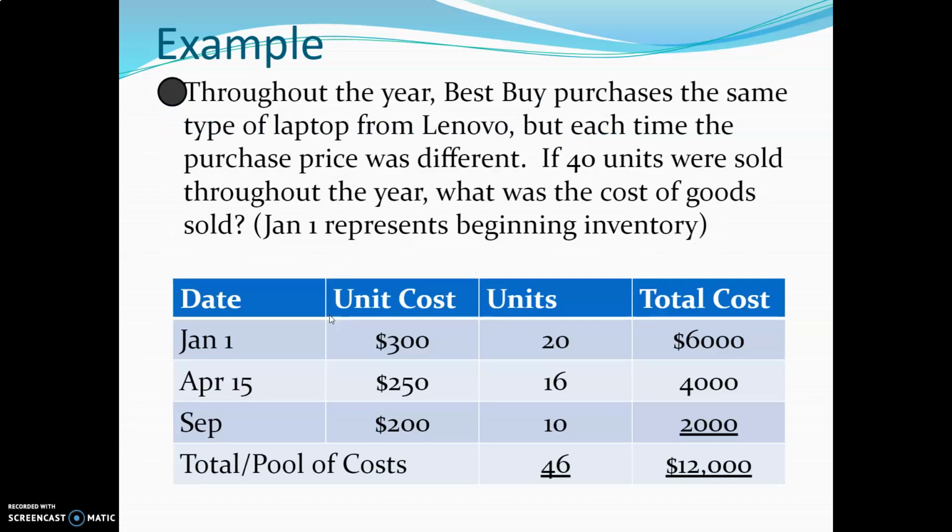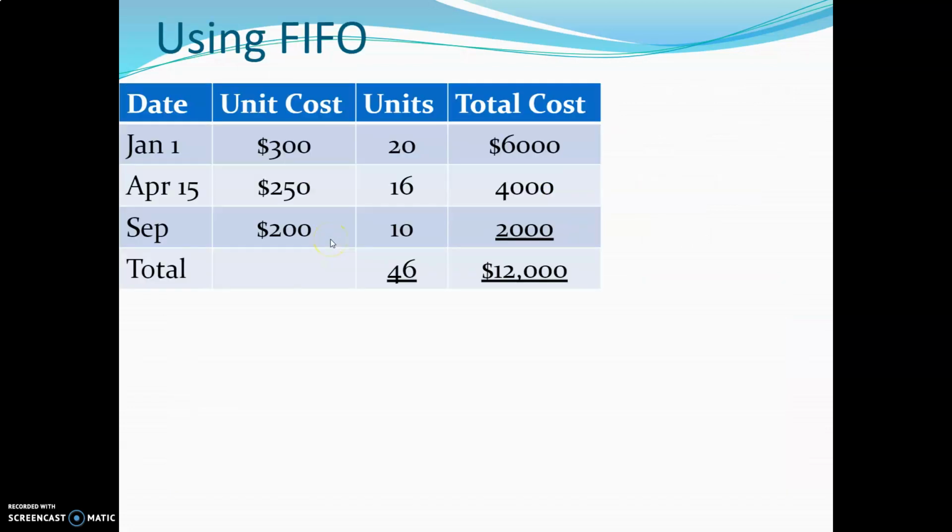And well, let's go through this with an example. Throughout the year, wow, look at that. This looks like the exact same thing we started with. So what exactly are we doing here? If 40 units were sold throughout the year, what was the cost of goods sold? Well, we've got our first one, which is going to be using FIFO, which stands for first in, first out. So that assumes that these earlier ones will end up going first, but we've got 40 units.